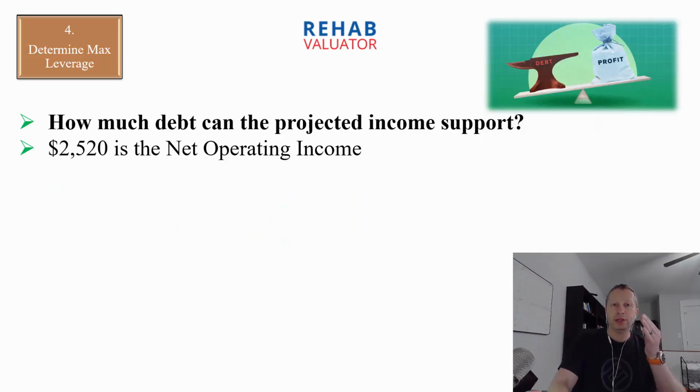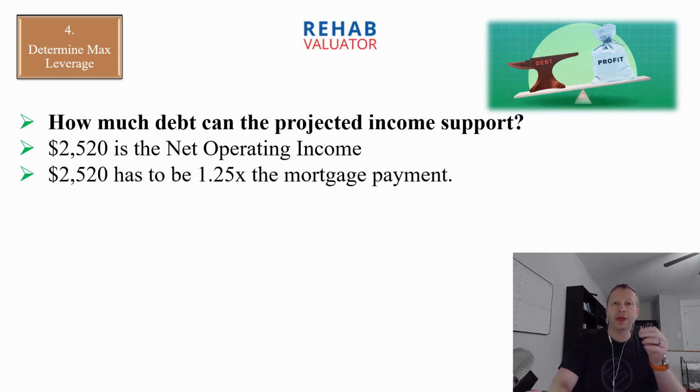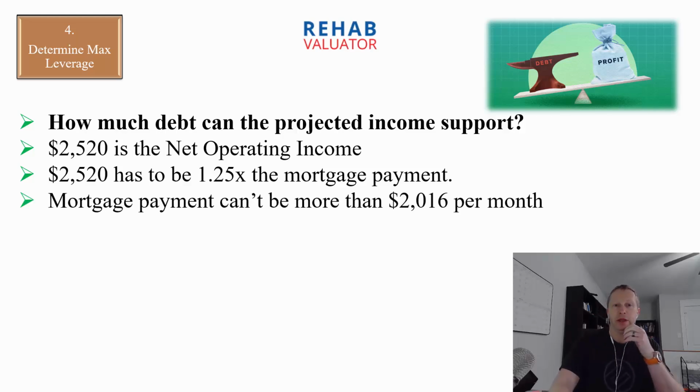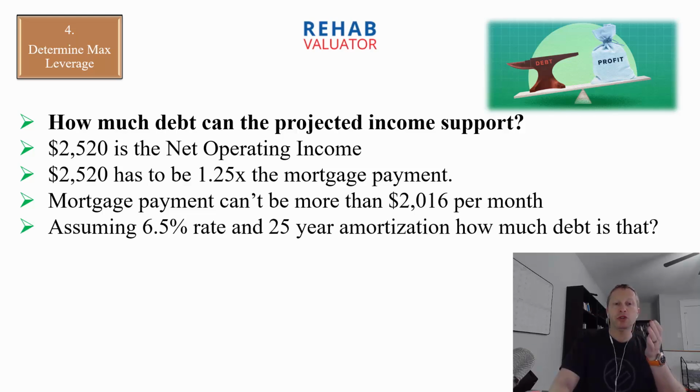So $2,520 is the net operating income. $2,520 has to be 1.25 times the mortgage payment, the maximum mortgage payment every month. That means the mortgage payment cannot be more than $2,016 per month. So we're going to assume a 6.5% interest rate and 25-year amortization on the permanent loan.